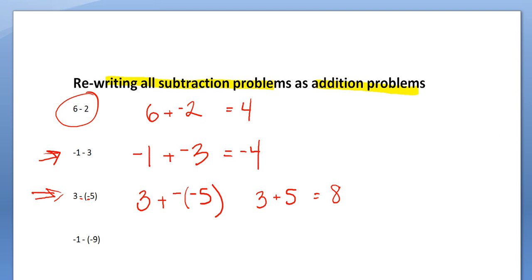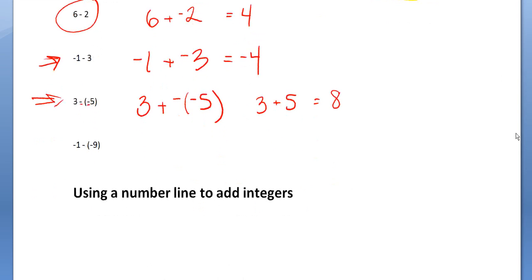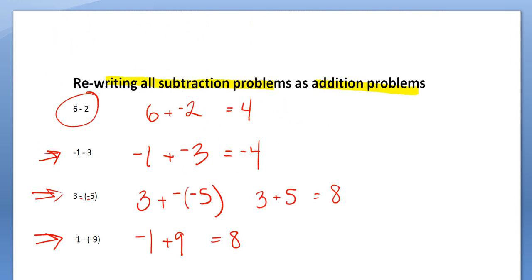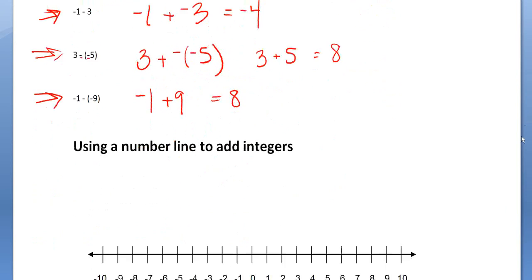This final problem, again, similar. I have negative 1 subtract a negative 9. I can rewrite this as negative 1 plus 9, giving me an answer of 8. So what I want you to do is please rewrite all your subtraction problems as addition problems. It makes it much simpler when we get working with complicated stuff.